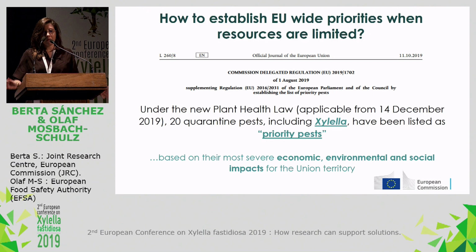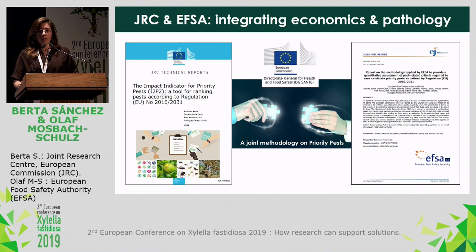So under the new plant health law, 20 quarantine pests, including Xylella, have been listed as priority pests. This prioritization was based on their most severe economic, environmental, and social impacts for the Union territory. Actually, these priority pests will be subject to several provisions and obligations under the law for more intensive surveys, more simulation exercises, and contingency plans.